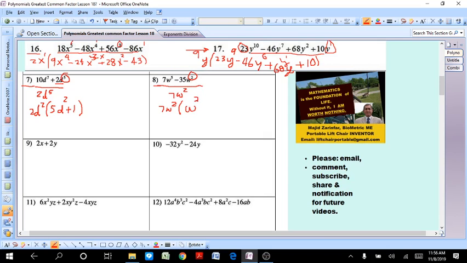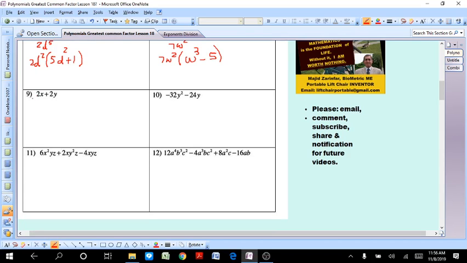See the way I'm doing it? It's straightforward. Negative 35 divided by 7 is negative 5. w squared divided by w squared is 1. So that is the answer for question number 8. What about question number 9?